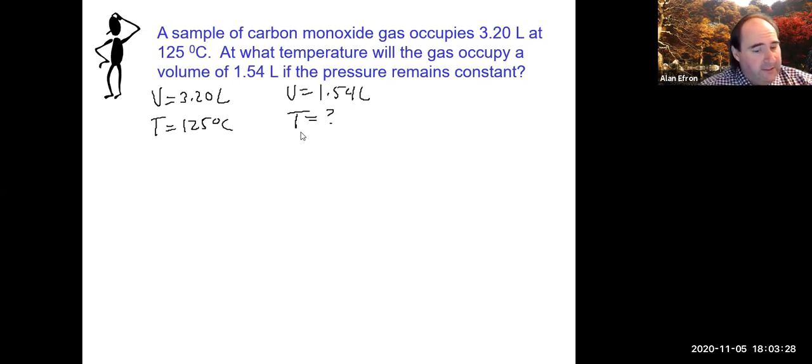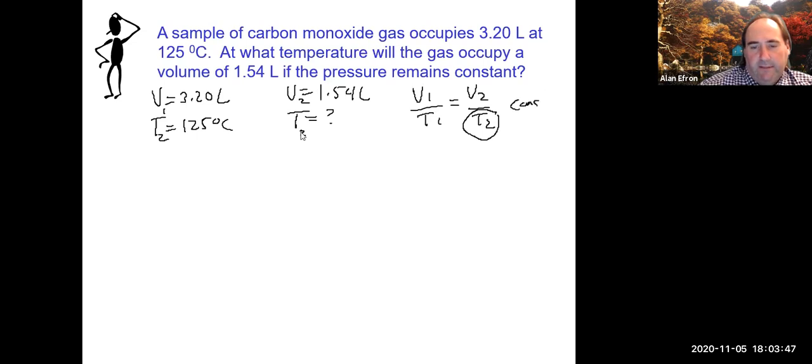So again, you hopefully should be able to see Charles' law there. V1 over T1 equals V2 over T2 in this particular case. You could call these the ones, these the twos. In this case, we are solving for T2, since this was at constant pressure. You would be multiplying the T2 to the other side, multiplying the T1 to the other side, and dividing by the V1.